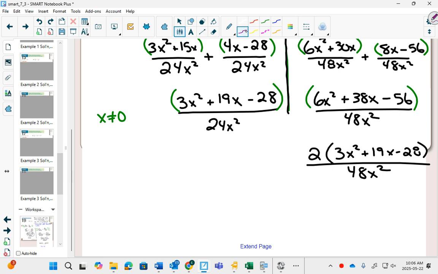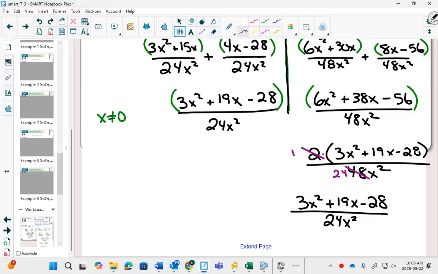And then, since I'm multiplying right there, I'm allowed to simplify. And I can simplify the numbers. The 2 and the 48 would reduce to 1 and 24. So we do, in the end, get the same answer. However, we have 2 extra lines of work because we didn't see the lowest common denominator right away.